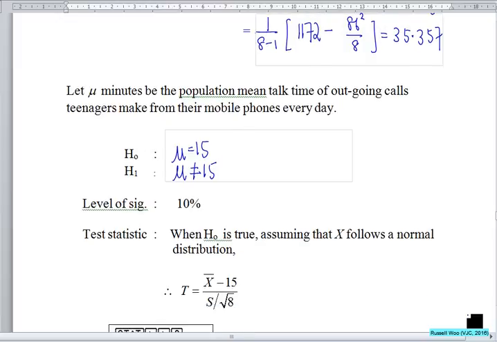Okay, now look here. Look at the difference between this and the previous 5 examples. It is the test statistic. That's why I insist that you need to write a test statistic, because compare this with examples 1 to 5. Now your test statistic is your T.